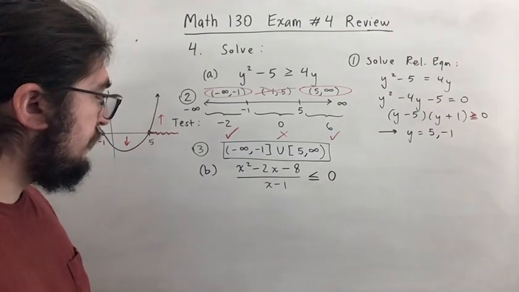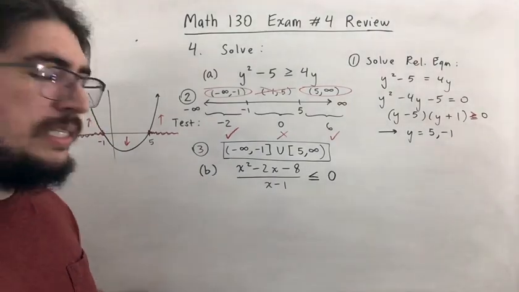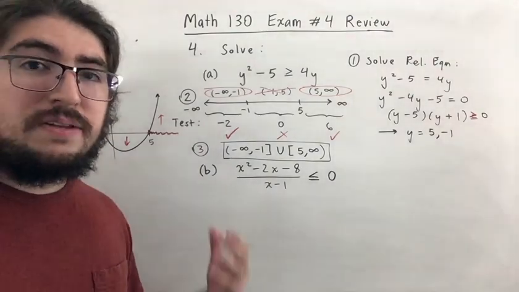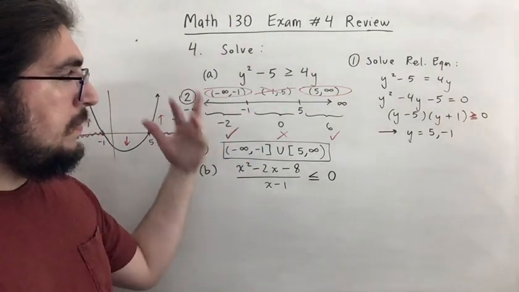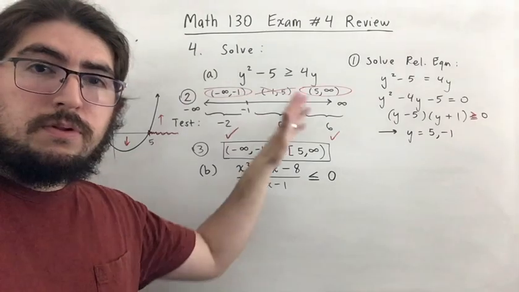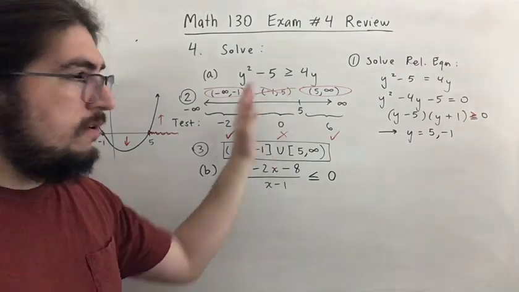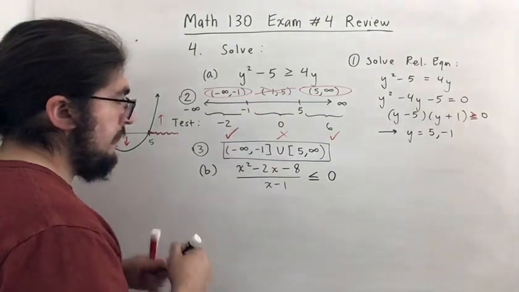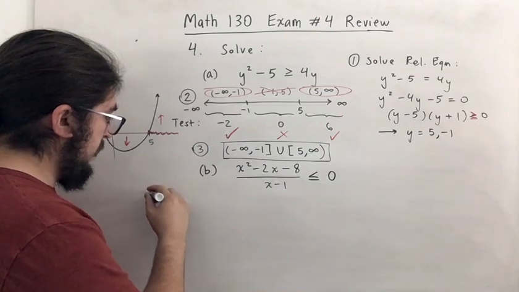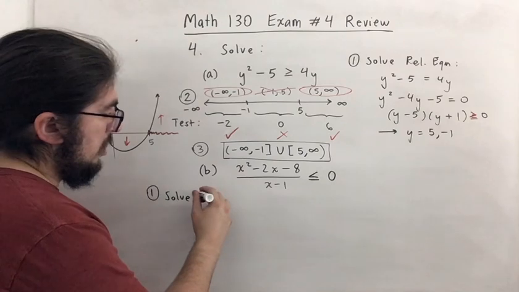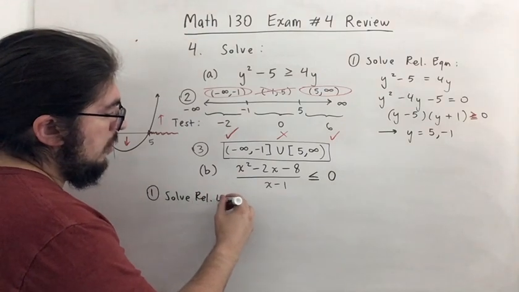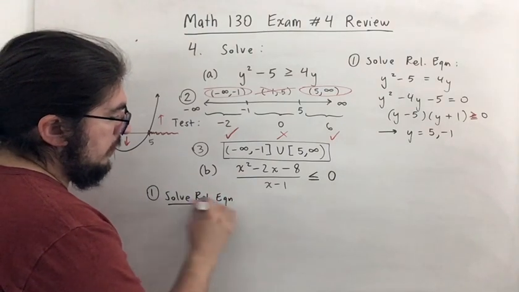Moving on to part B. It's pretty much the same thing, only we also have to set the denominator equal to 0, and that actually becomes representative in step 2 as a possible divider of these areas. So we'll see that right now. So let me maybe start here. So step 1 is to solve, it's kind of a twofold thing. So we're solving the related equation, and we're also setting the denominator equal to 0.